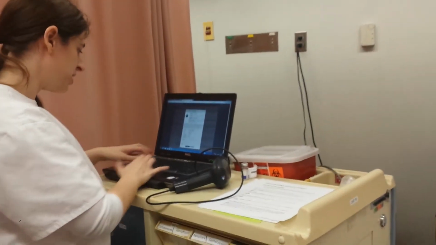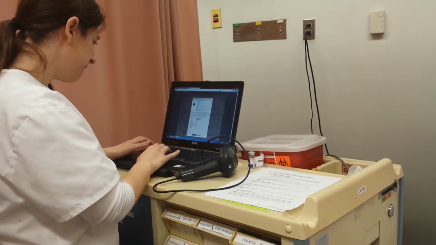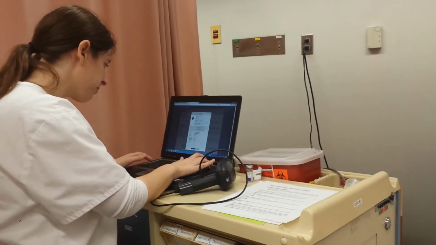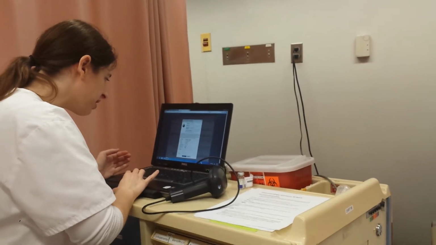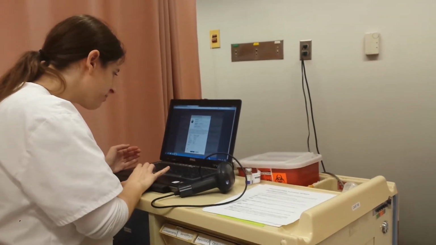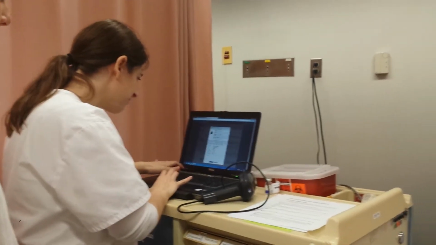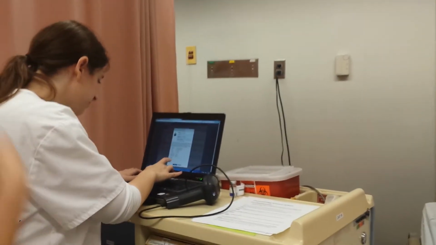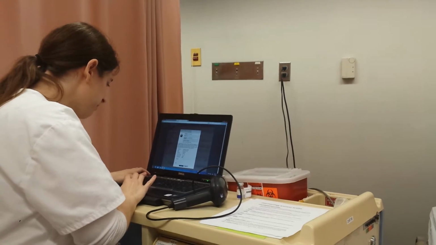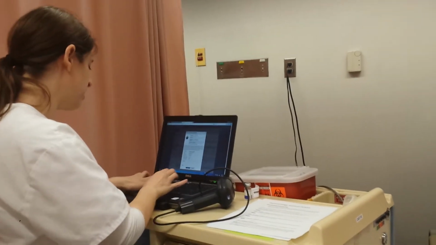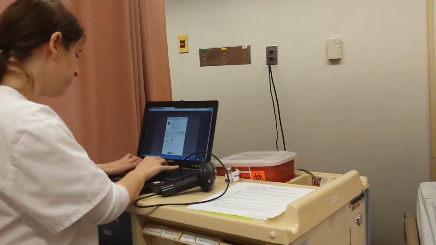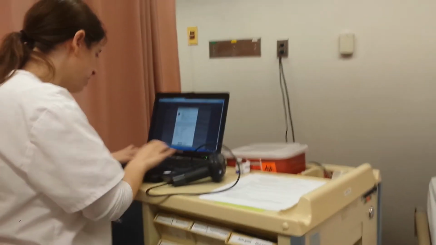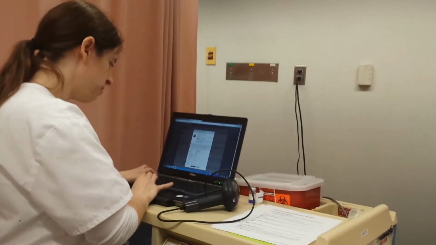And now we're going to chart what time we gave it. There's not any writing here. Just take your time. And we did that in the right upper arm. Okay, and then I'm going to put my initials in.